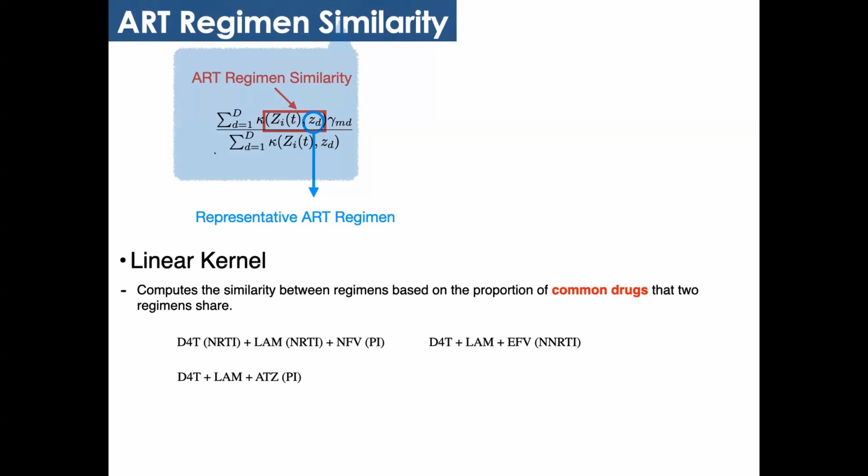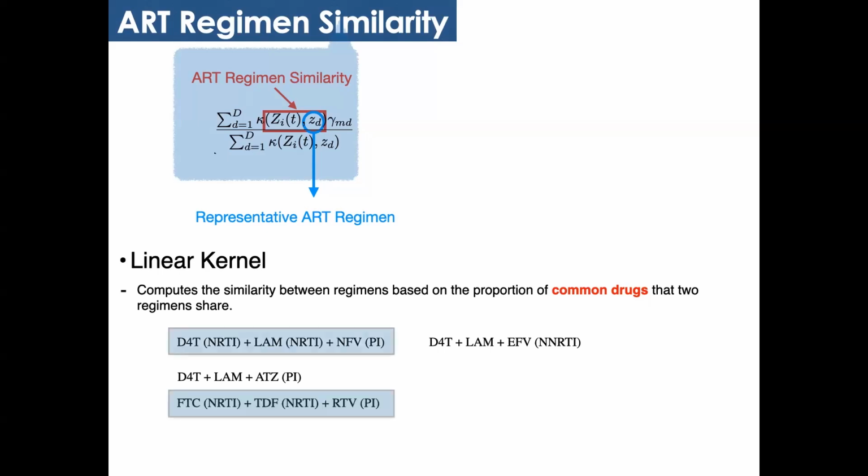The reason is that if you think about the two regimens on the left, both of them have two NRTI drugs and one PI drug. Even though their PI drug is different, they share some similarity, right? Because we know they share a similar mechanism. So we would expect the left two regimens to have higher similarity compared to the one on the right.